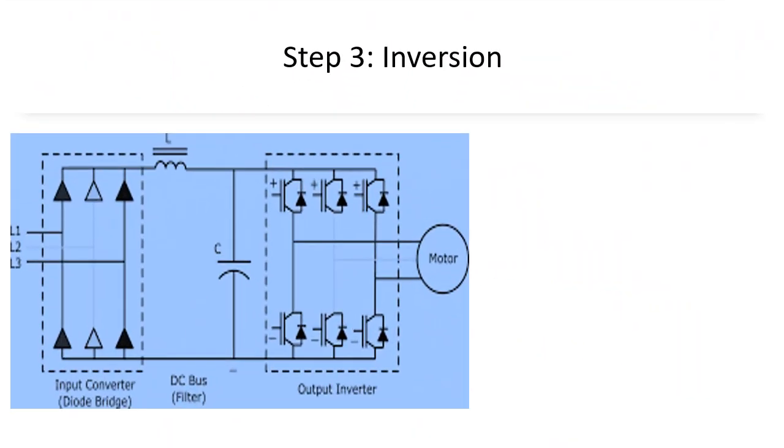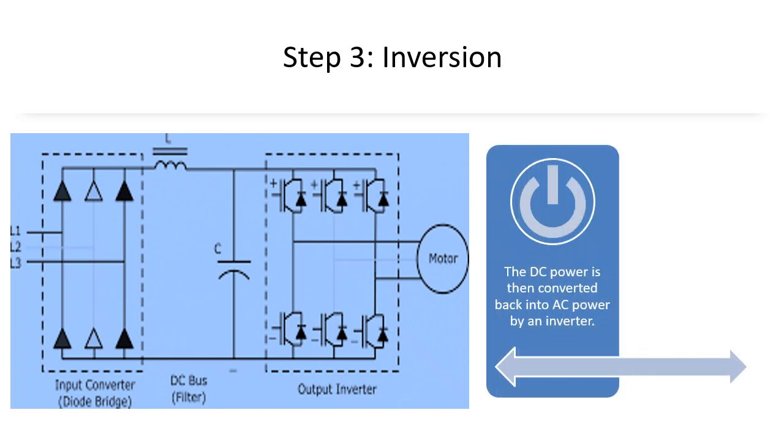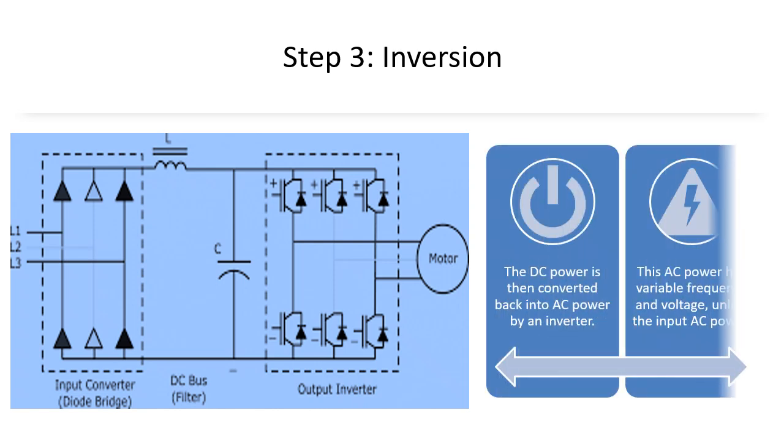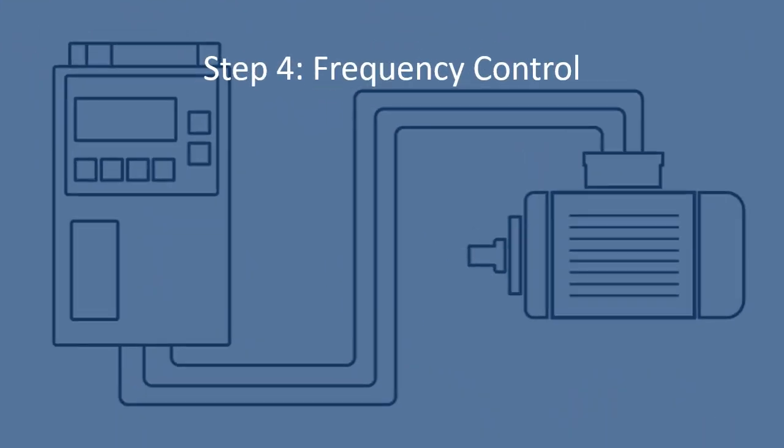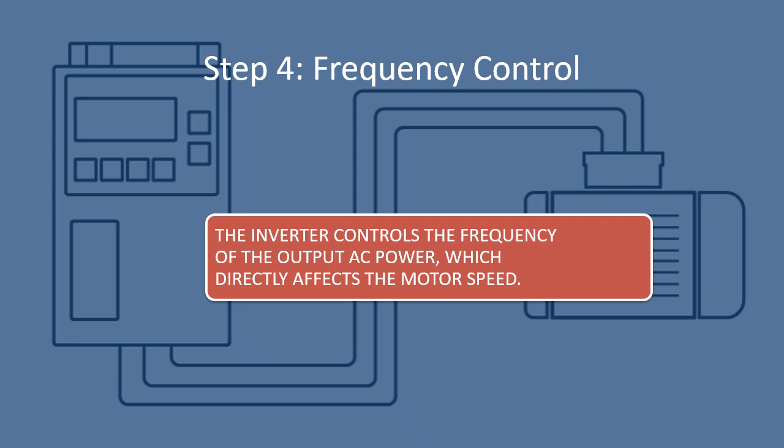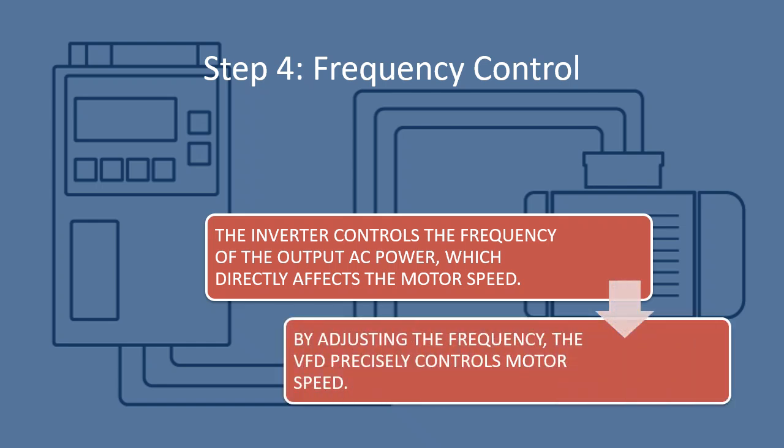3. Inversion. The DC power is then converted back into AC power by an inverter. This AC power, however, has a variable frequency and voltage, unlike the input AC power. 4. Frequency control. The inverter controls the frequency of the output AC power, which directly affects the speed of the motor. By adjusting the frequency, the VFD can precisely control the motor's speed.